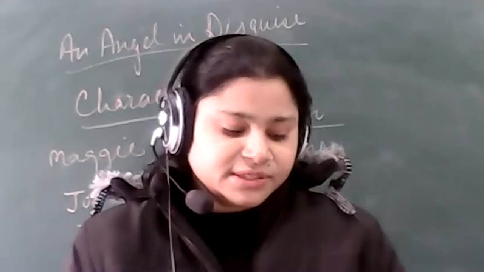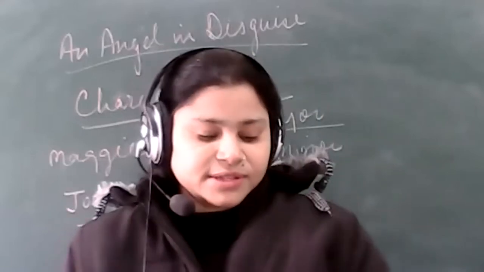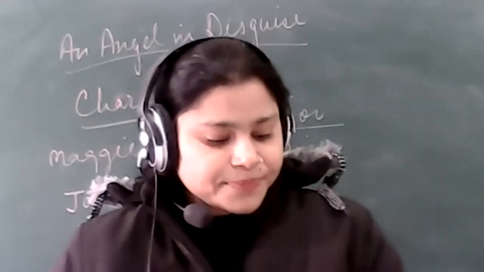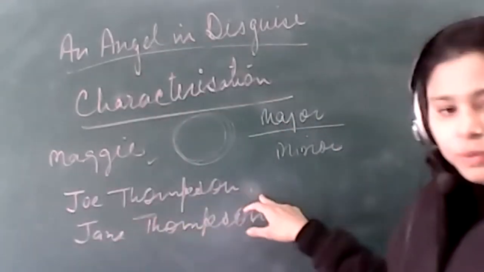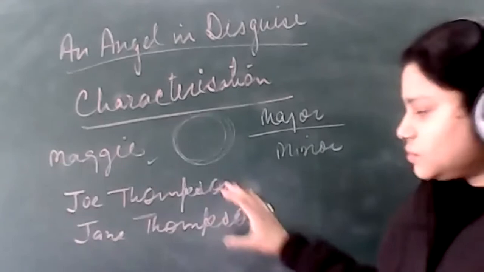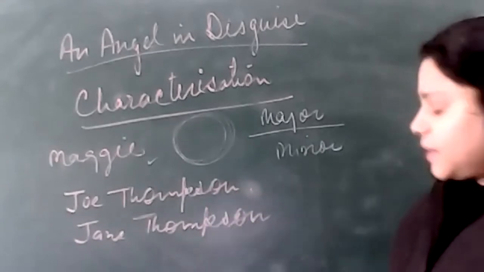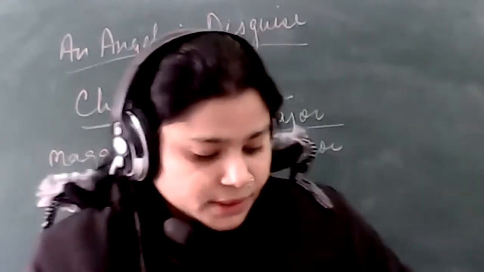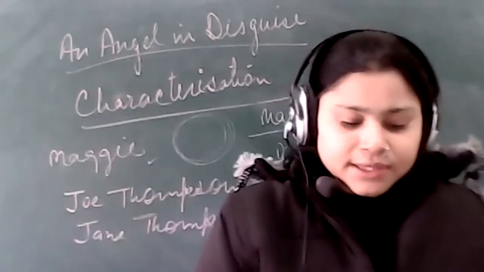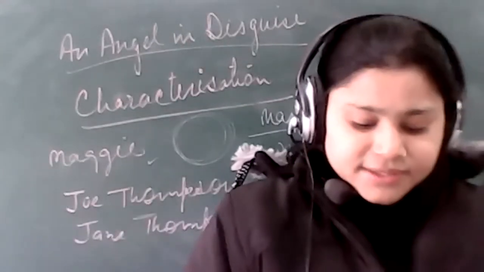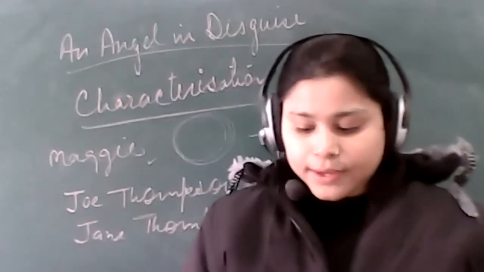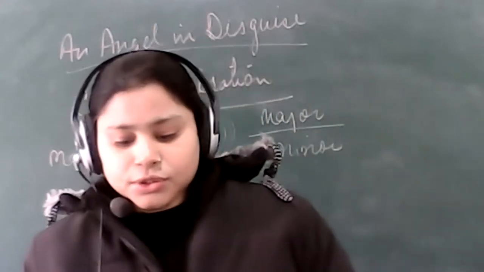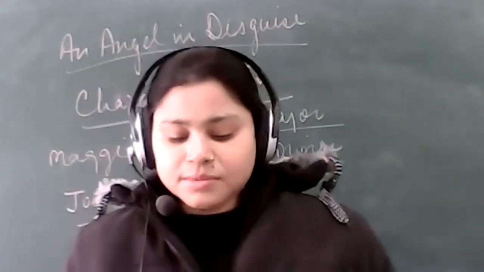When we talk about the major characters, we have three major characters here. First of all, Maggie, then Joe Thompson, and then Jane Thompson, who is a couple, husband and wife, a childless couple. So about Maggie, T.S. Arthur has described the central character of Maggie indirectly, through what other characters say about her.